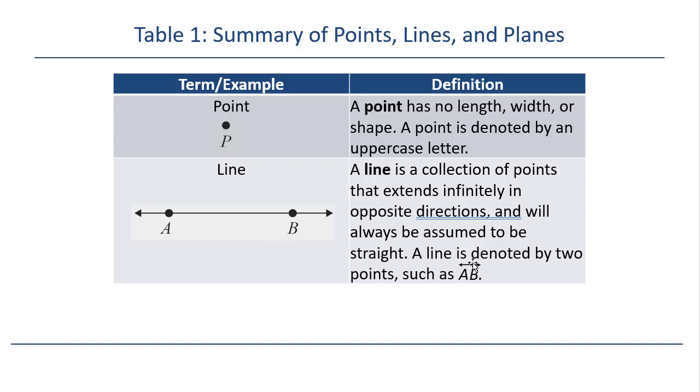Whenever you see this little double arrowed symbol above 2 capital letters, that denotes a line, and we call it AB because it goes through the points AB. Of course, we could call it CD, XY. We could use any letters we want.